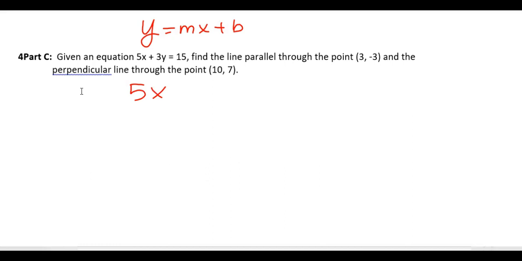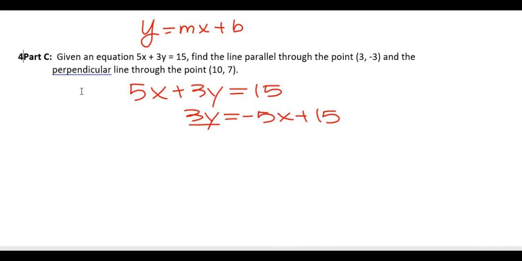So we're going to take this 5x plus 3y equals 15. We're going to move this 5x to the other side, so that's 3y equals negative 5x plus 15. I'm going to divide everything by 3.